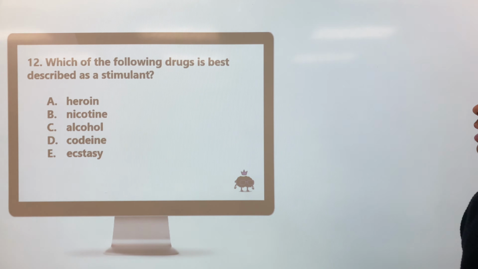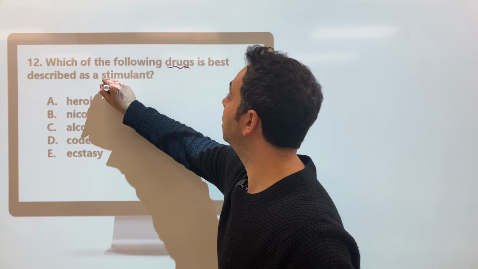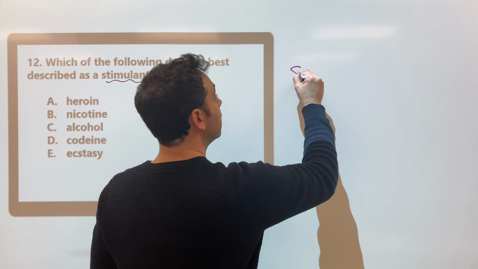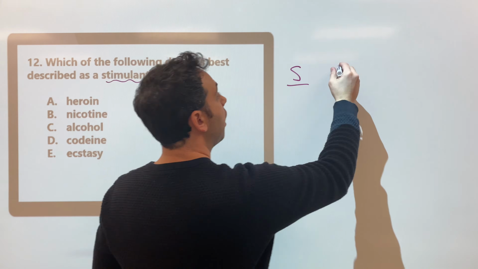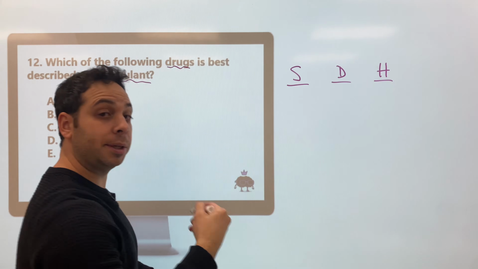All right, number 12. Which of the following drugs is best described as a stimulant? All right, so we have to know drug categories and we have to know what a stimulant is. So let's think about this together. There are essentially three categories of drugs. There are stimulants, there are depressants, and there are hallucinogens. What? Stimulants, depressants, and hallucinogens.